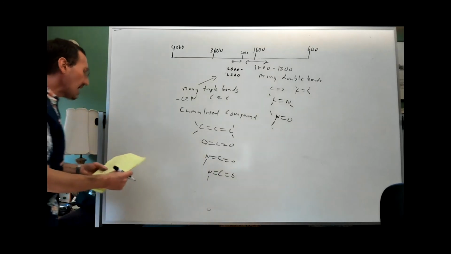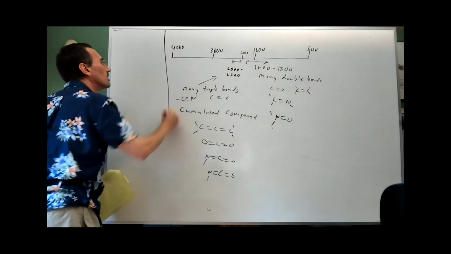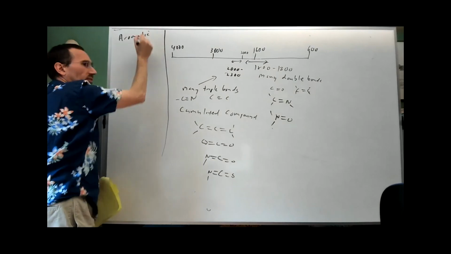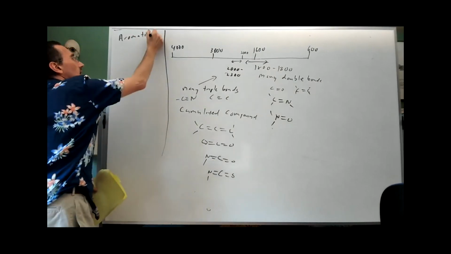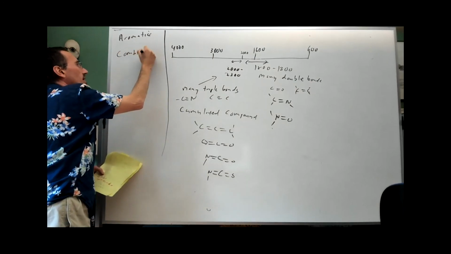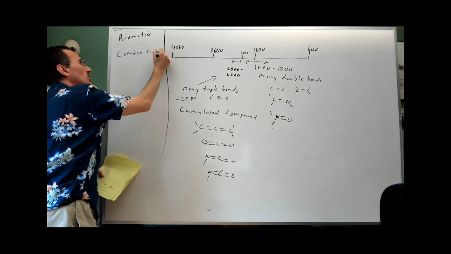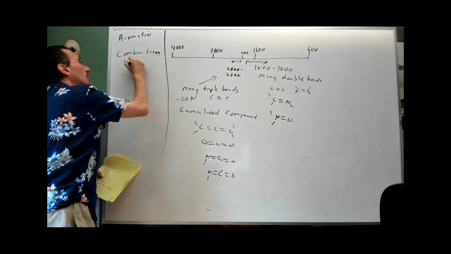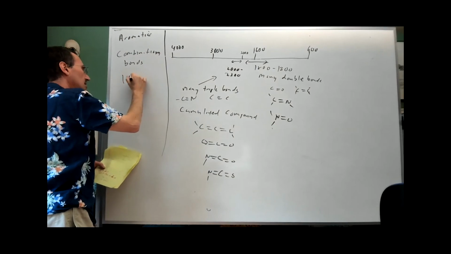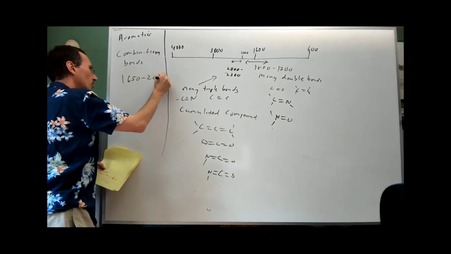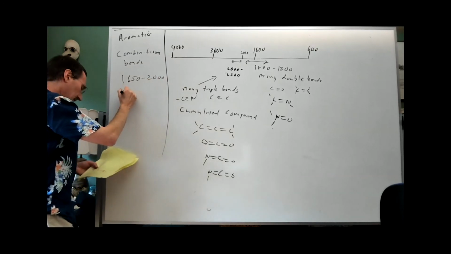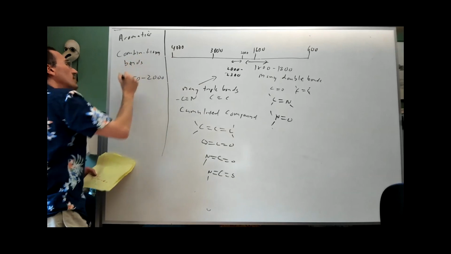And I guess as a final side note, since I wanted to just show you a couple of last things, aromatics, typically we're talking combination bands, which are going to be weak, involving the ring. Typically, we're going to be talking about 1650 to about 2000. And also, if you're looking at aromatics, I'll just show you, these are combination bands.